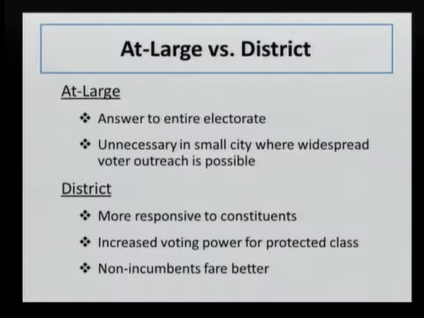Others also claim that district elections are not necessary in small cities where it's possible to really have effective voter outreach to the entire community and consider the entire interests of the community.